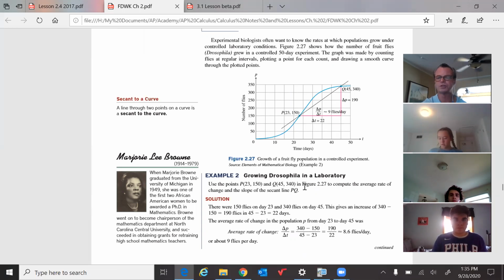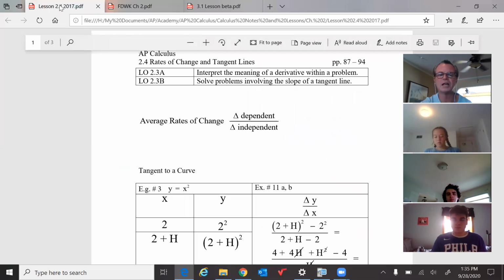So you have to be careful. There's a distinction, and this is on the assessment. Average change versus instantaneous change. The average change helps you get to the instantaneous change, but you have to be careful what's being asked. So we'll move on to example 3.